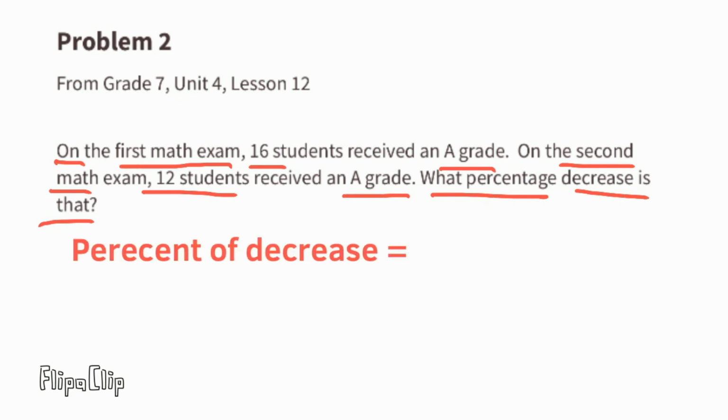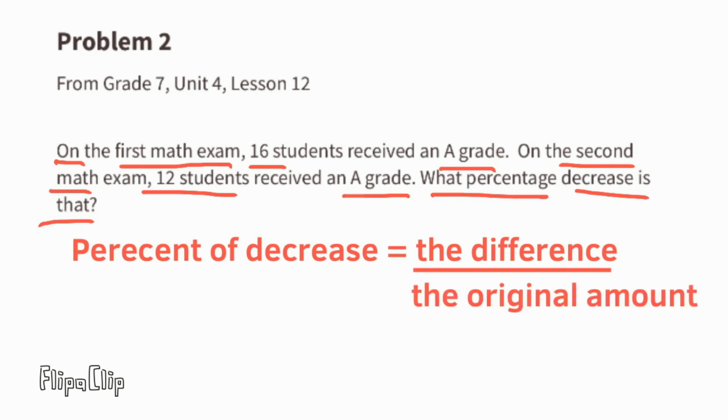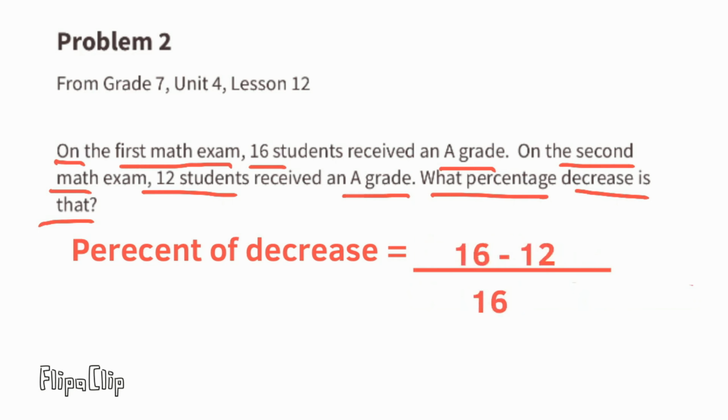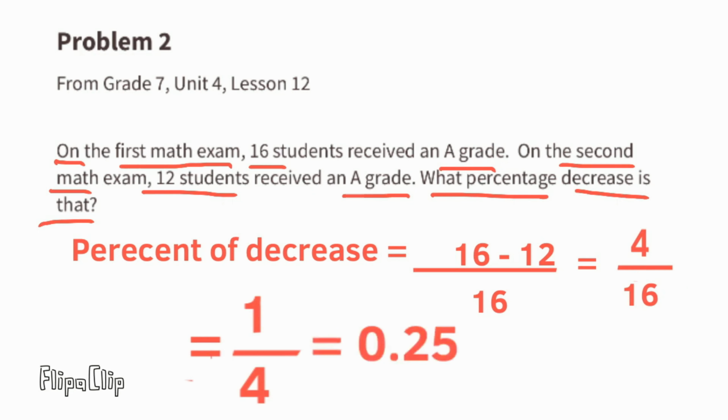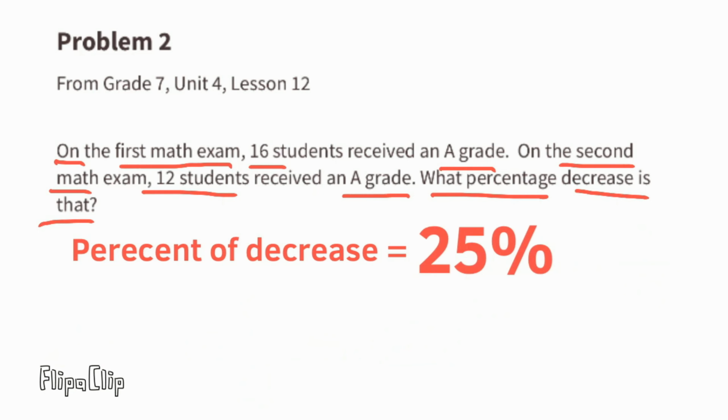The percent of decrease equals the difference divided by the original amount, or the difference over the original amount. 16 minus 12 gives us the difference, and the original amount was 16. That would be 4 over 16, which is equivalent to 1/4. And 1/4 can be written as 25 hundredths, which of course is 25%. The percent of decrease was 25%.